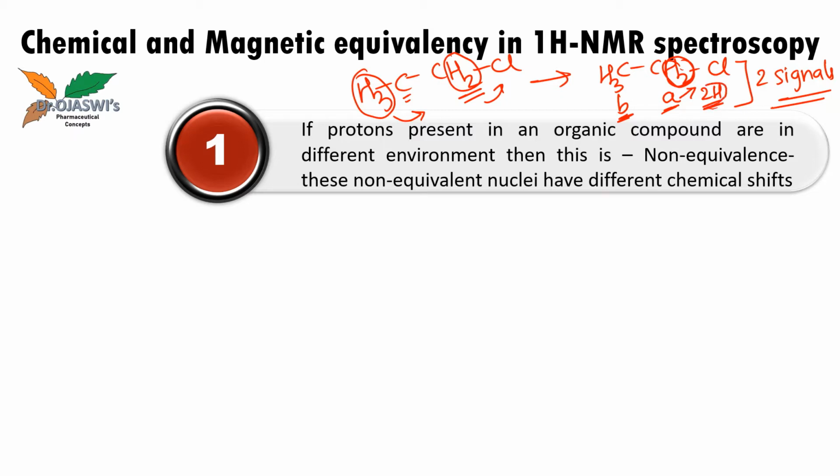So they both are in the same chemical environment, and I am representing both of them with A. Similarly, I am representing these three hydrogens with B. So this is one set, another set. For each set, one signal, so two signals will be there. Now, these non-equivalent nuclei have different chemical shift values.